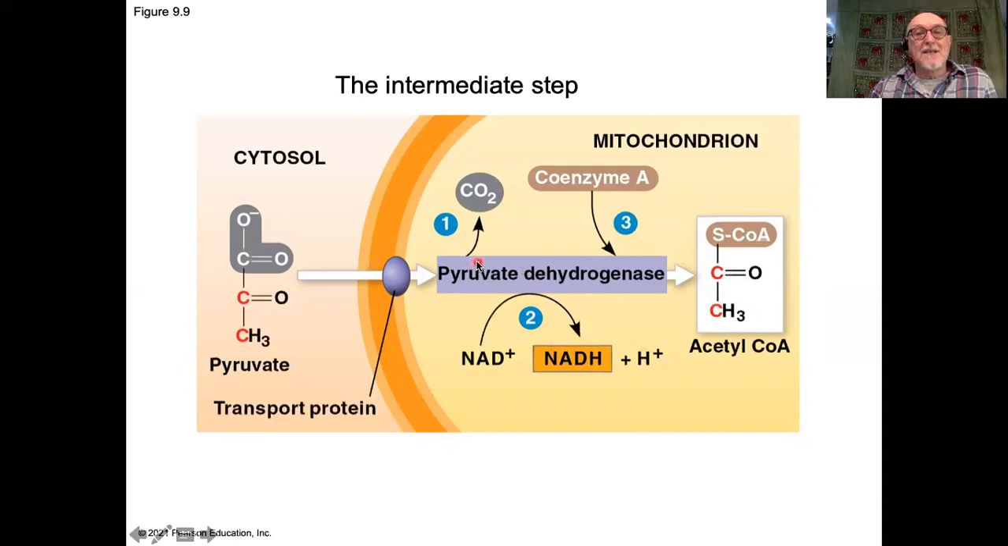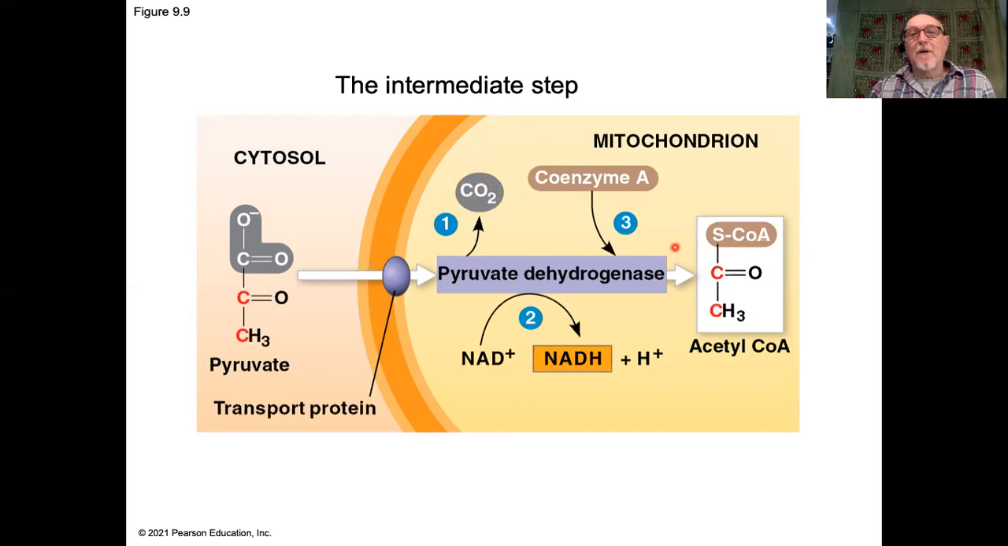So pyruvate dehydrogenase also breaks pyruvate into a 2-carbon compound. And 1 carbon there is released as carbon dioxide. Breathe out. What are you breathing out? You're breathing out carbon dioxide. Some of that carbon dioxide originated here. It originates in your mitochondria. The first lot of carbon dioxide originates from this intermediate step.